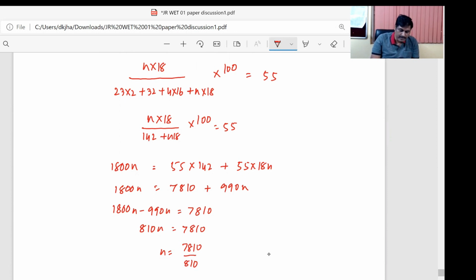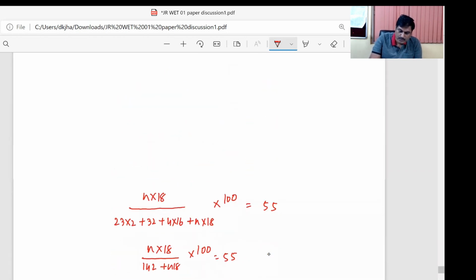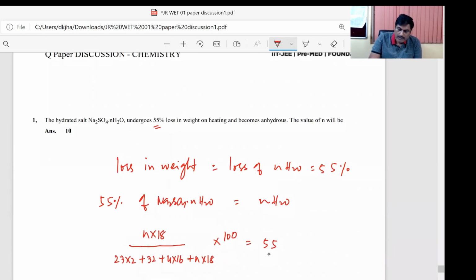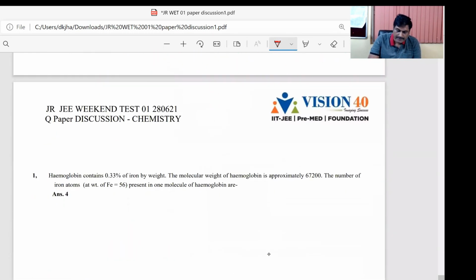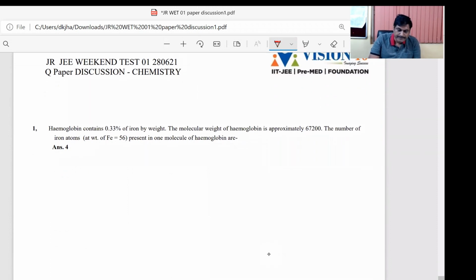What is this? 7810 divided by 810, we are getting almost 9.64. Integer answer type, so you write the round figure, that is 10. Yes, done. You got it. I hope it is clear. Next you take here.